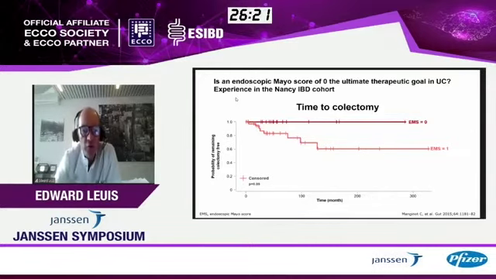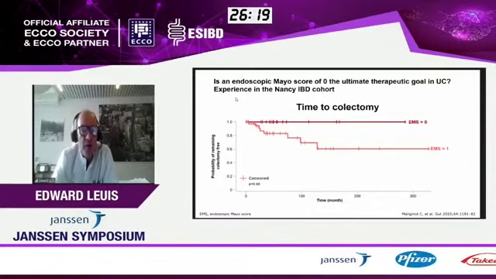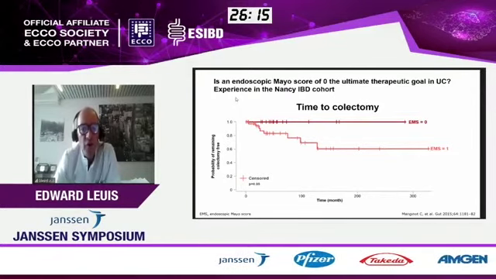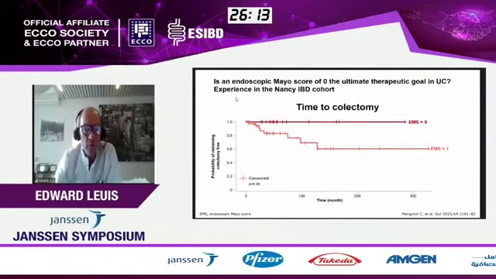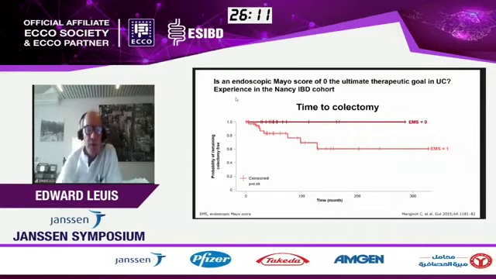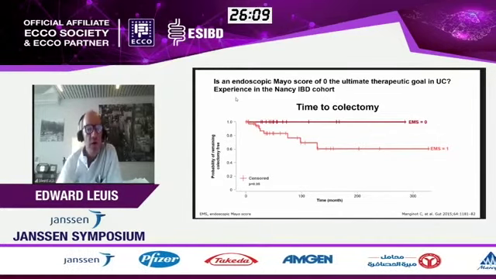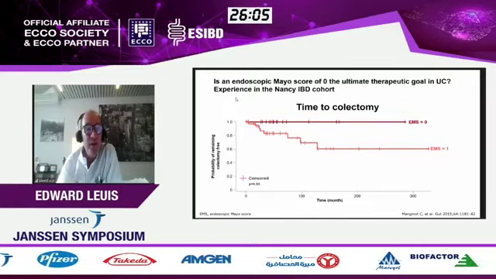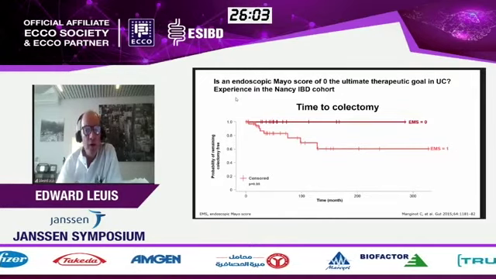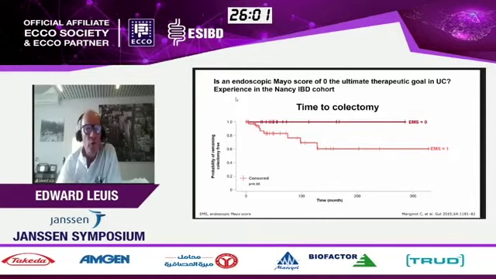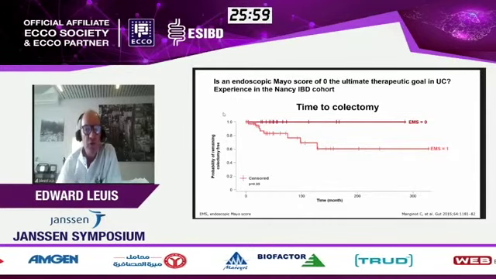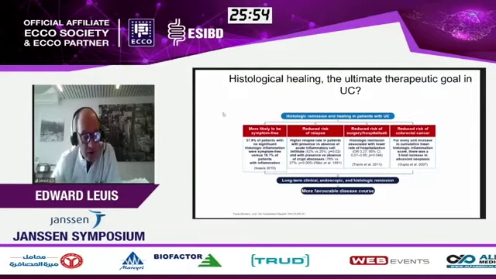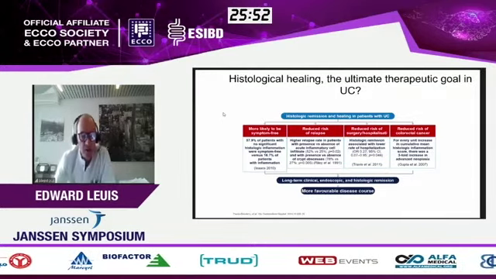And it is not only for relapse, it is also for colectomy. In this other study coming from Nancy, you see that patients having an endoscopic Mayo score of 0 had less colectomy over time in routine practice as compared to endoscopic Mayo score of 1. So this was highlighting the fact that maybe beyond endoscopic Mayo 1, we should try to reach endoscopic Mayo of 0. And then when you go beyond, you start thinking, okay, but what about histological healing?